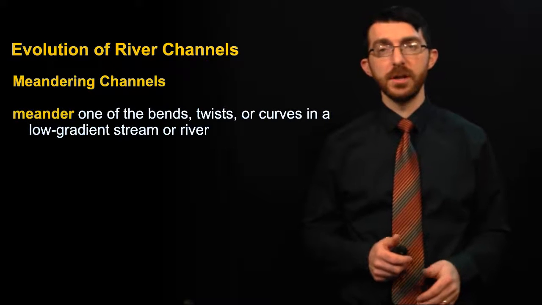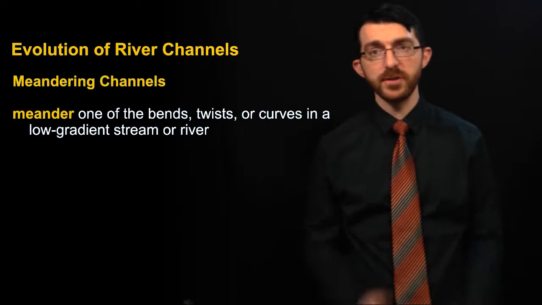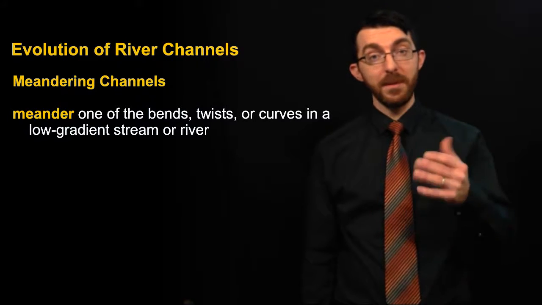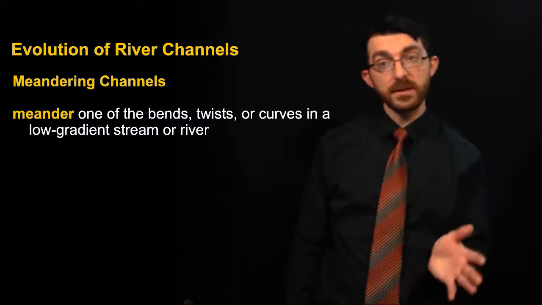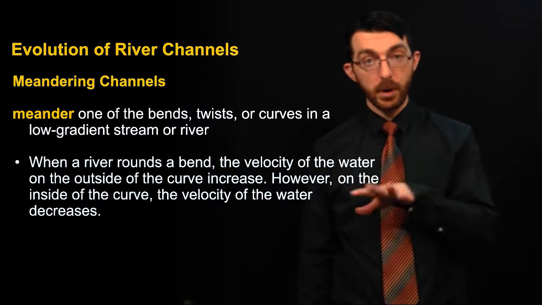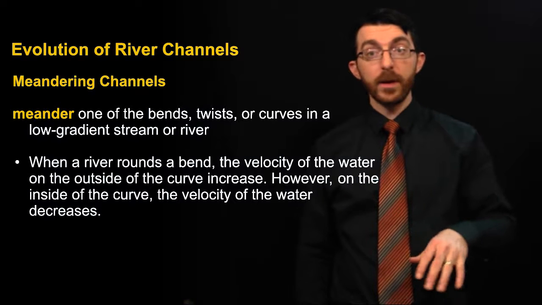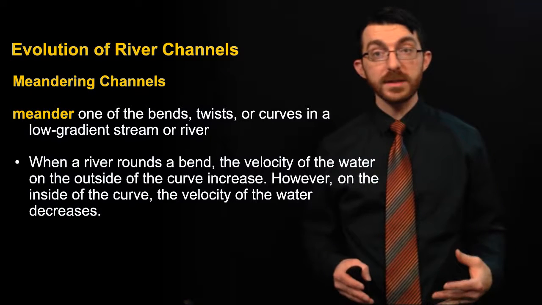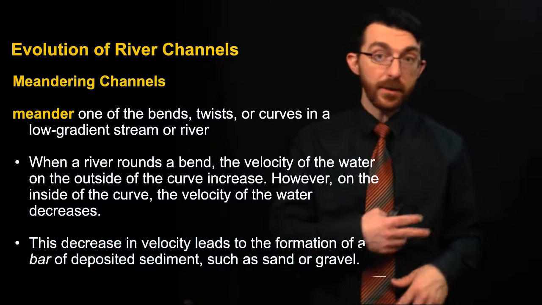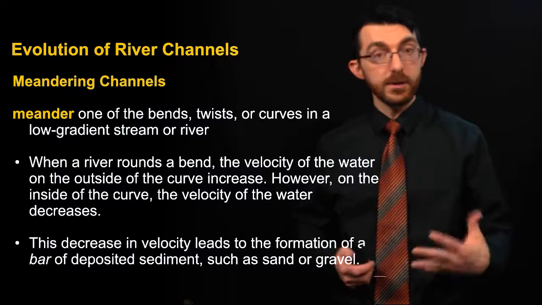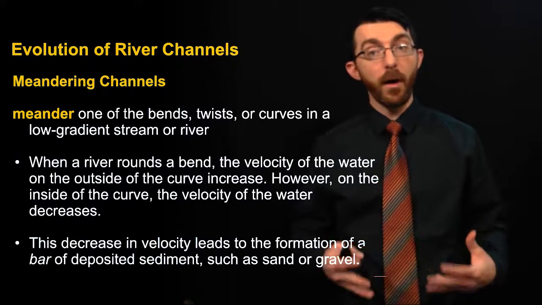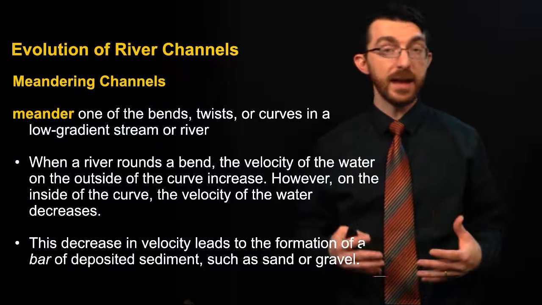Okay, so the evolution of river channels, how river channels change over time. Meandering channels refers to a channel with meanders in it, and a meander is one of the bends, twists, or curves in a low gradient stream or river. Remember, low gradient means not very steep. When a river rounds a bend, the velocity of the water on the outside of the curve increases. However, on the inside of the curve, the velocity of the water decreases. The decrease in velocity leads to the formation of a bar of deposited sediment such as sand or gravel.